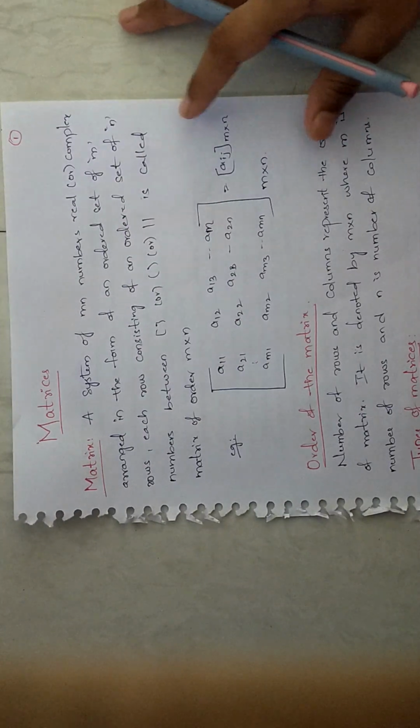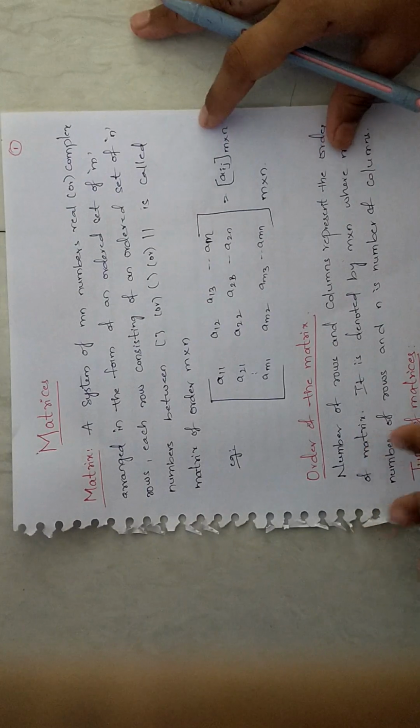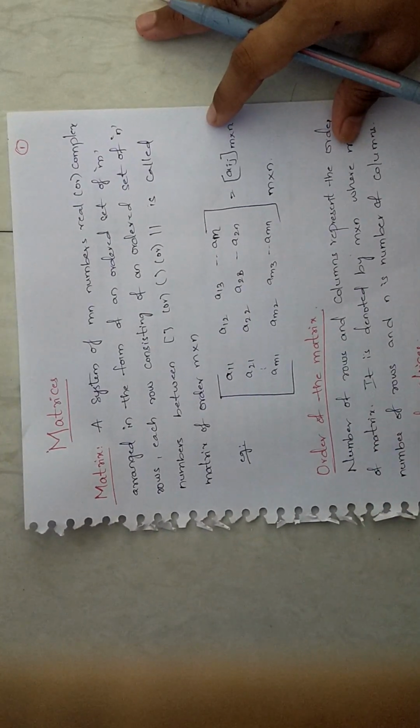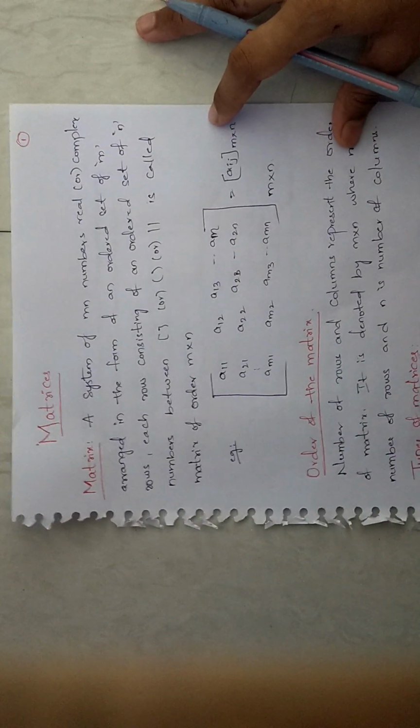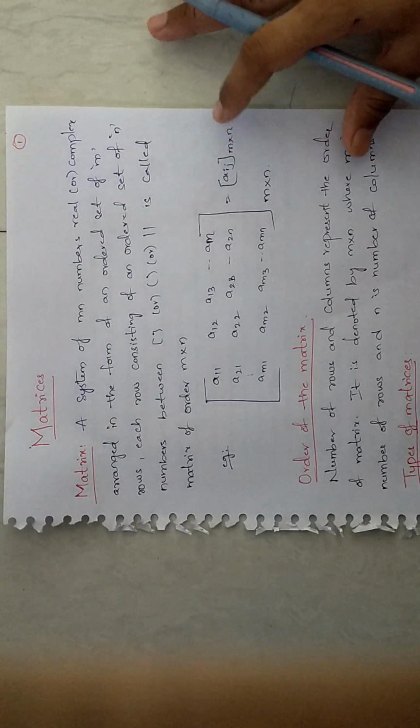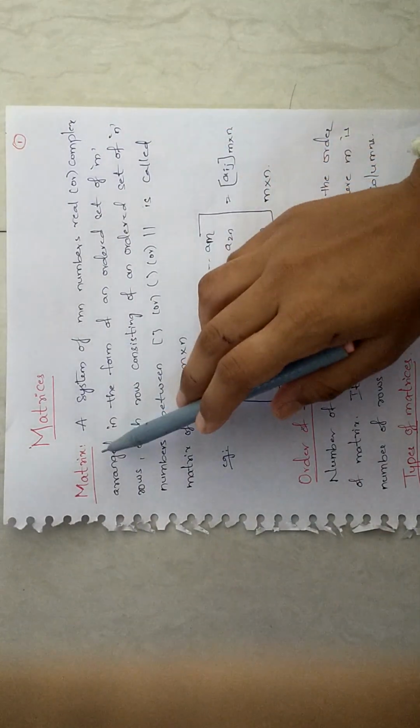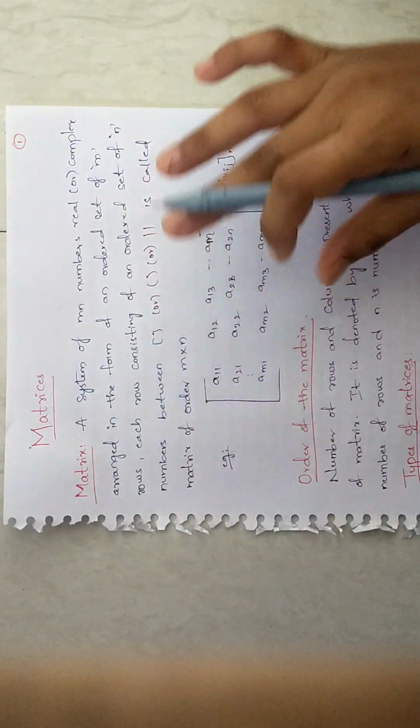And now let's see what is matrices. So what is matrix and what is matrices? The difference is, if we are considering only one matrix, we'll call it a matrix. If we are dealing with more than one matrix, we'll say matrices. So simply it is the plural form of matrix. So first let's see what is a matrix.